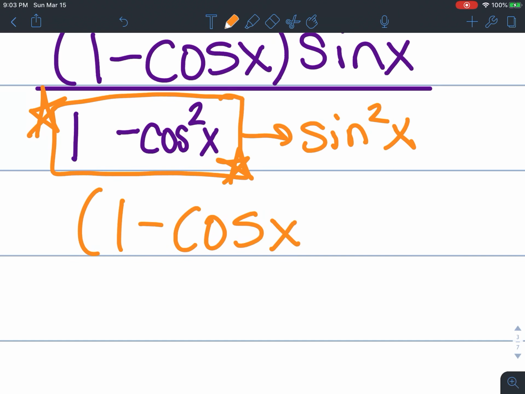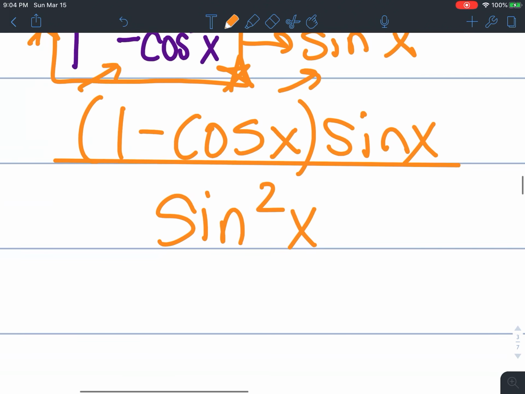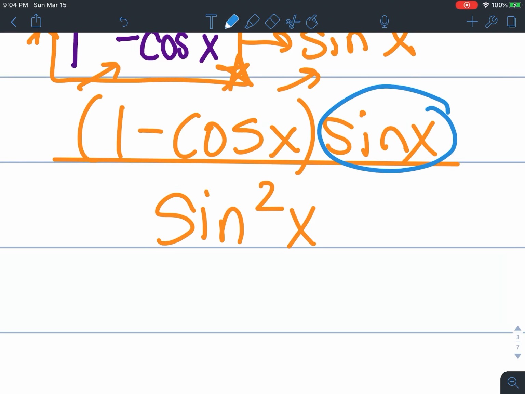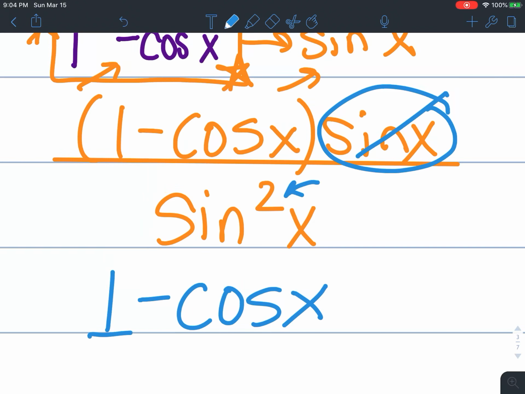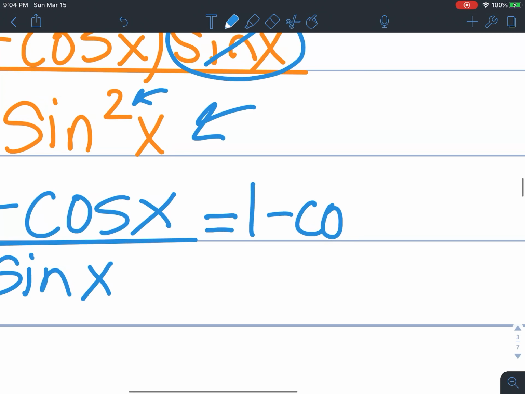Okay, so now I have 1 minus cosine x times sine x on the top. But now I've changed the bottom from 1 minus cosine squared x to just sine squared x. What can happen now? Do you see what can happen? I have a sine here and I have a sine squared here. Can I cancel this sine with one of the ones on the bottom? I sure can. So the sine on the top is gone, and now on the bottom I only have sine x. I don't have sine squared x anymore. And I believe this is what I was trying to find anyway.